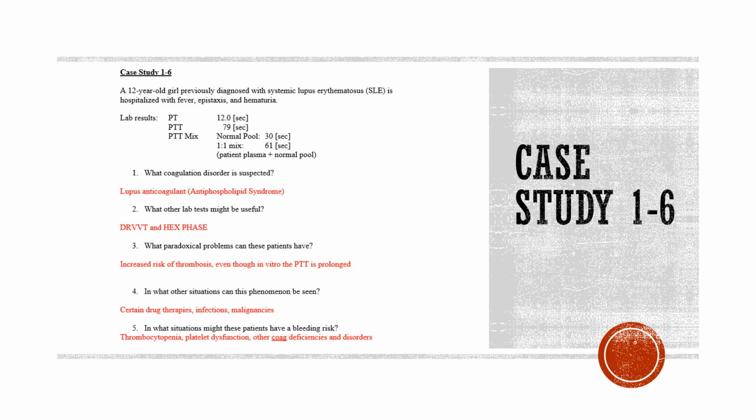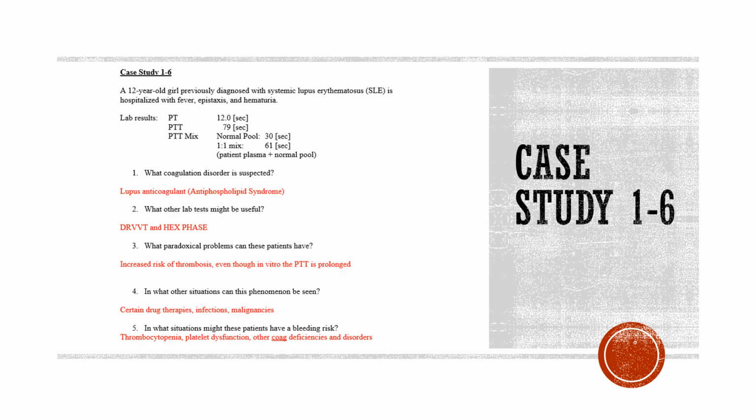Now let's take a look here. It's true it's a little bit shorter than the PTT that was originally run, but it's not clinically significant in terms of the difference. So it is still considered to be prolonged. And the normal pool plasma was 30 seconds, so I would call that a non-correction. 61 is not a normal value.